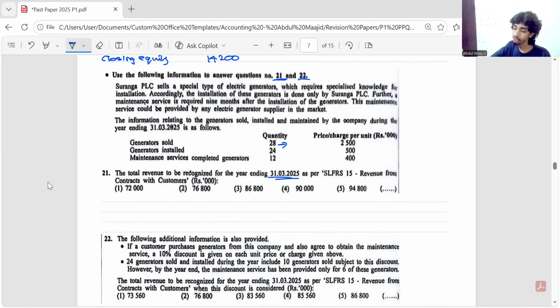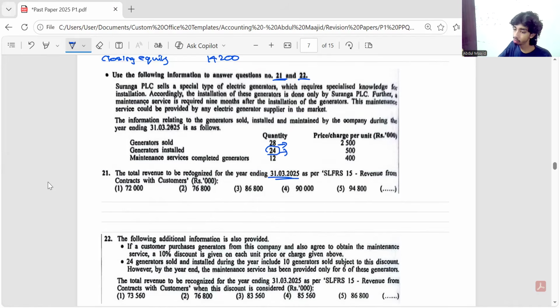We have sold 28 generators. Out of that, only 24 generators were installed. Now I said that here to recognize as revenue, you have to sell the generator as well as install it. And how many generators are sold and installed? Only 24, right? Out of these 28, only 24 are installed.